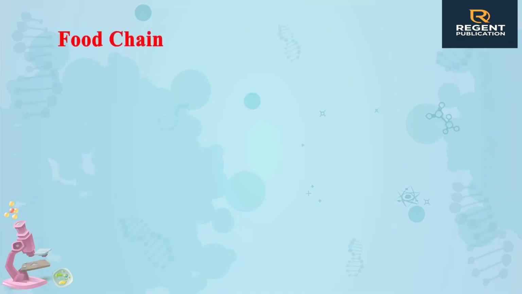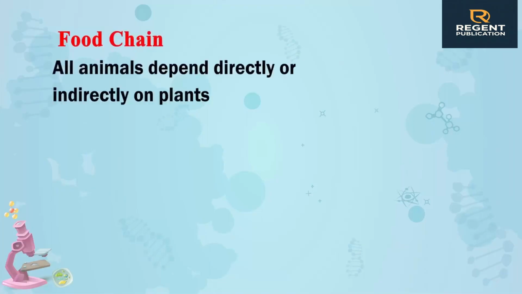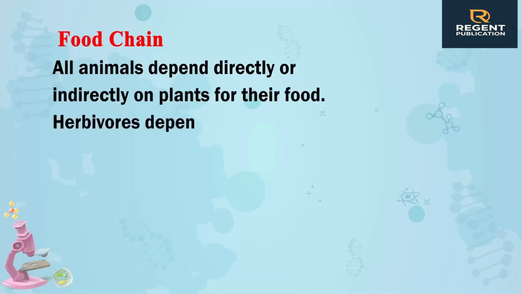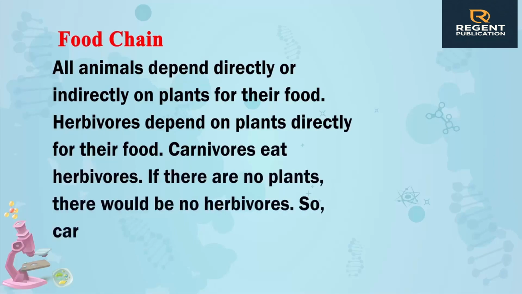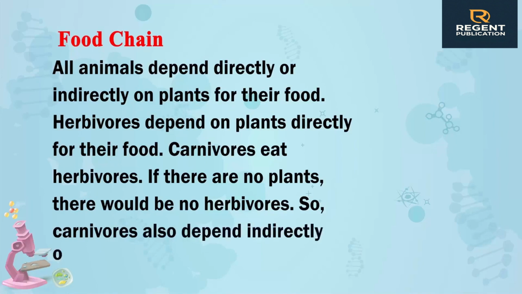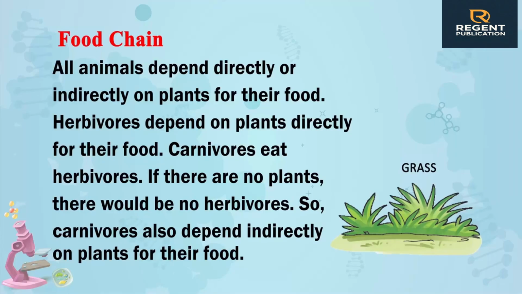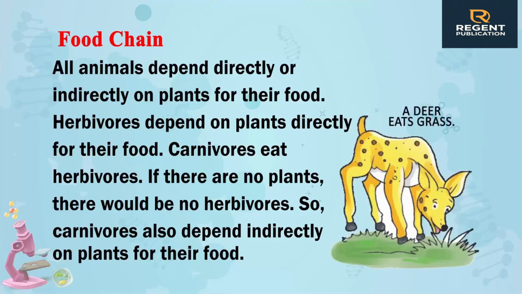Food chain. All animals depend directly or indirectly on plants for their food. Herbivores depend on plants directly for their food. Carnivores eat herbivores. If there are no plants, there would be no herbivores. So, carnivores also depend indirectly on plants for their food.